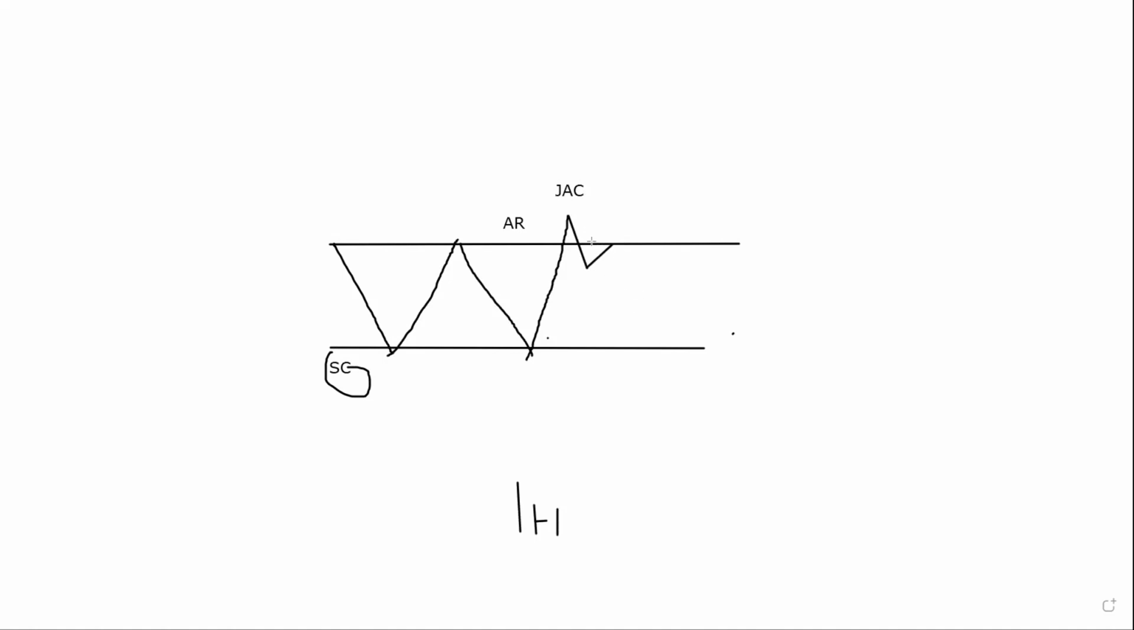Sometimes what will happen? The price will continue to make a range here, and then finally form some kind of major. So this JAC will not become a reaccumulation structure. This will become a redistribution structure. Got it?